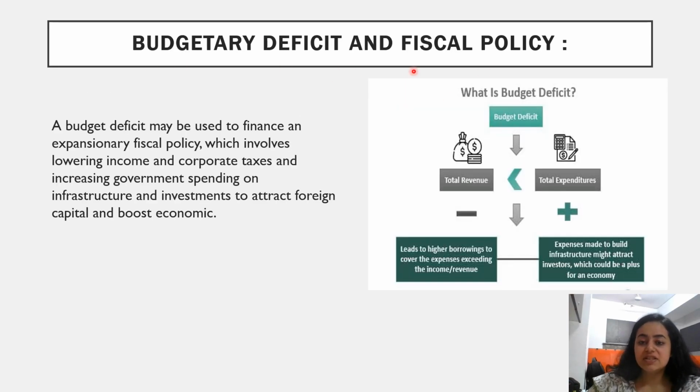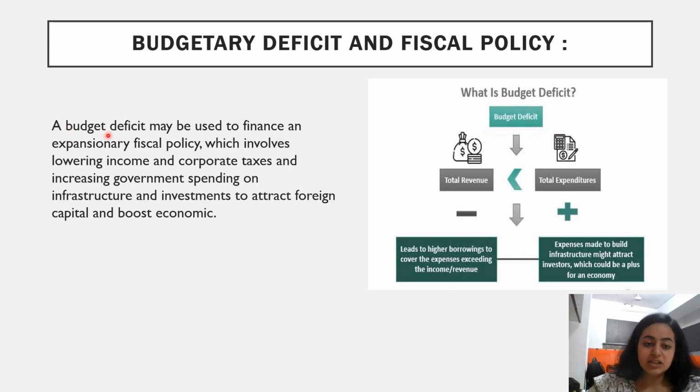Budgetary deficit and fiscal policy. Now we have dedicated a complete unit to fiscal policy, and there you will understand it better. But what is a budget deficit? It is when the total revenue of the government is less than the total expenditure. That means we have created more expenditures and there is less revenue in correspondence to it. That means there is a budget deficit.